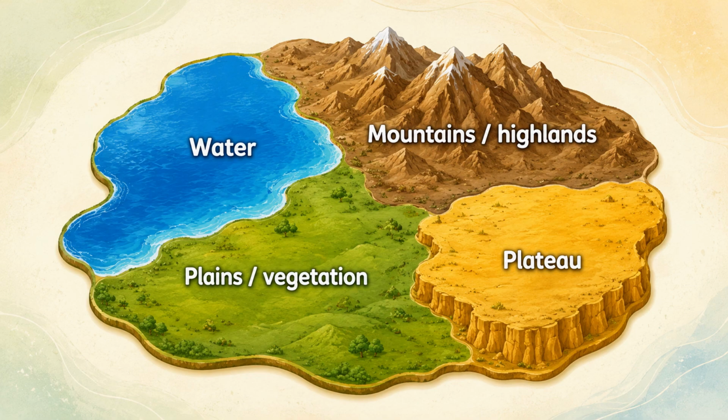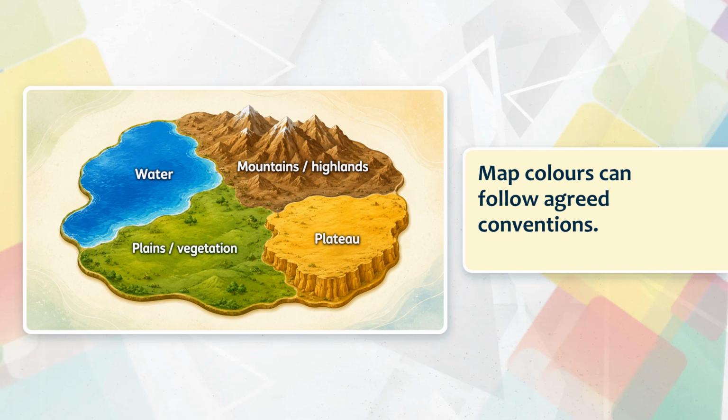On these maps, blue shows water, green shows plains or vegetation, brown shows mountains and highlands, and yellow shows plateaus. These color conventions help readers separate major land and water features quickly. The matching terrain and color make the pattern visible. Map colors can follow agreed conventions. On these maps, each of the 4 colors has a particular job.